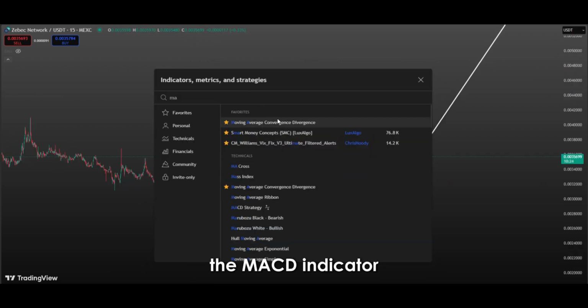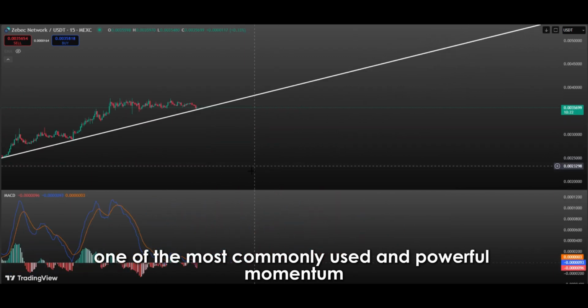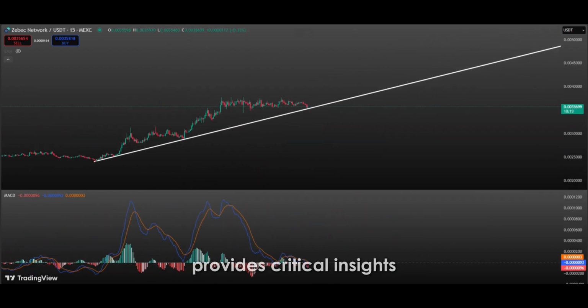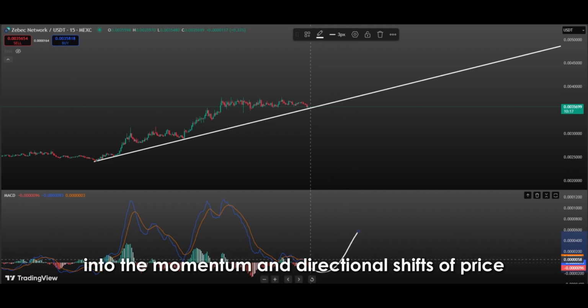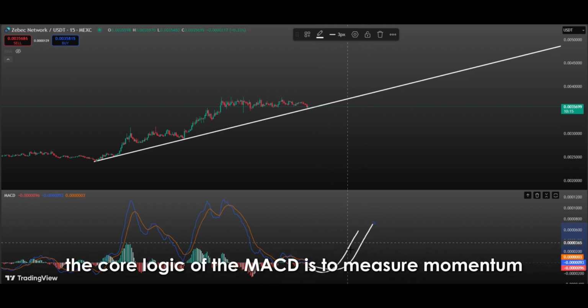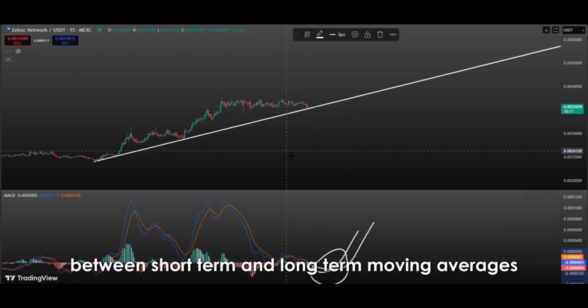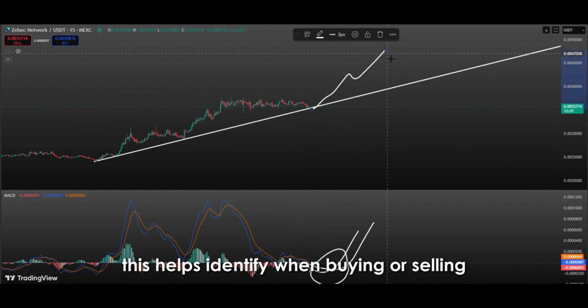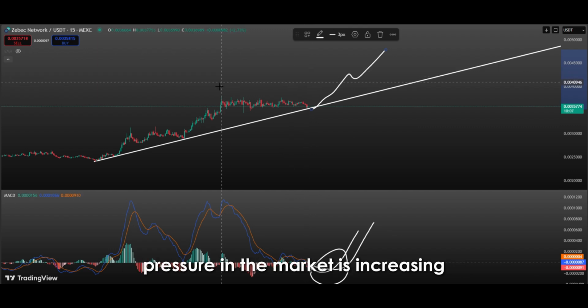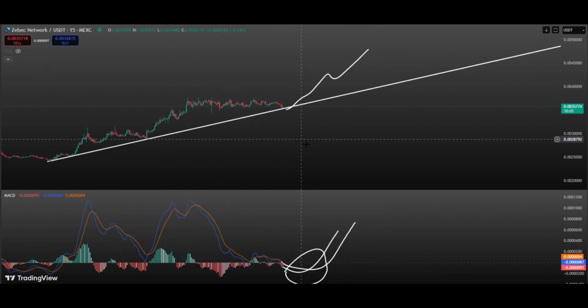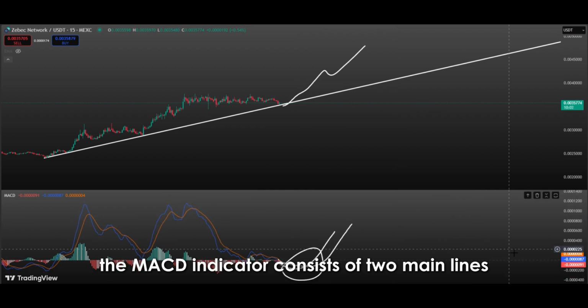The MACD indicator, one of the most commonly used and powerful momentum indicators in technical analysis, provides critical insights into the momentum and directional shifts of price movements. The core logic of the MACD is to measure momentum by calculating the differences between short-term and long-term moving averages. This helps identify when buying or selling pressure in the market is increasing, decreasing, or staying balanced. The MACD indicator consists of two main lines.